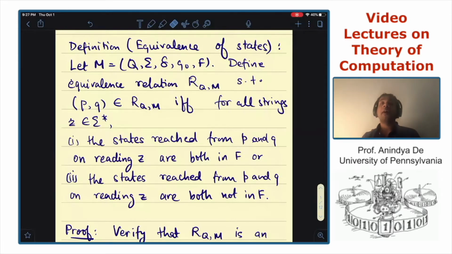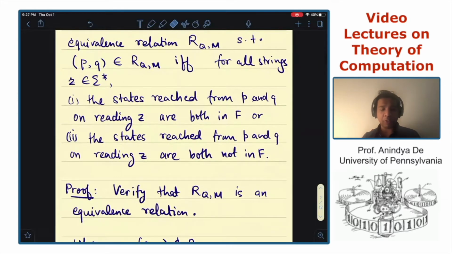Okay. It is easy to verify that R_{Q,M} is an equivalence relation. Reflexivity is trivial because, of course, (p, p) by definition is in R_{Q,M} for any p. It is also clear that the relation is symmetric because our definition makes no distinction between p and q. Their roles are reversible. And finally, it's easy to verify that R_{Q,M} is also a transitive relation.